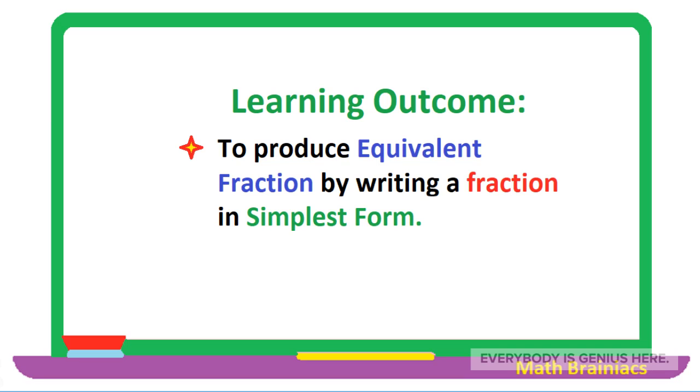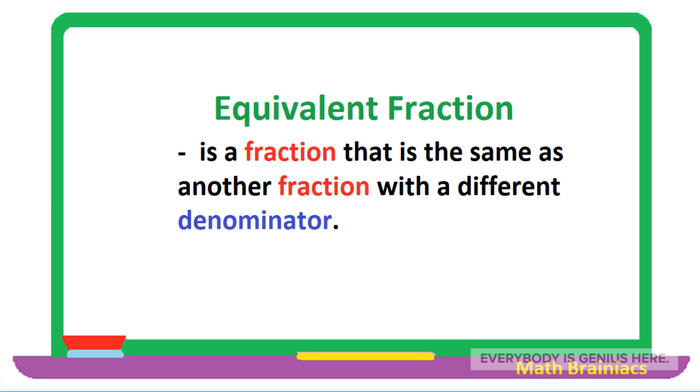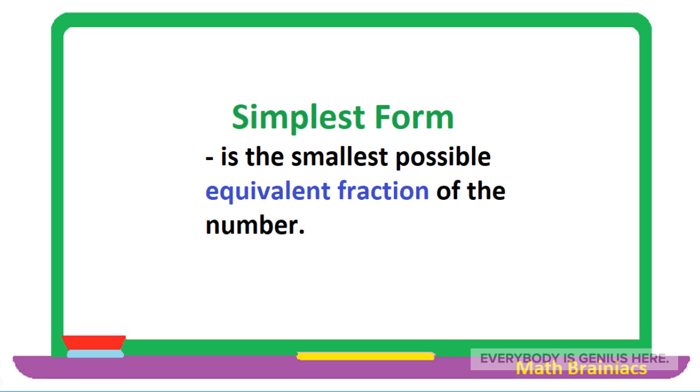We are going to learn today how to produce equivalent fraction by writing a fraction in simplest form. Equivalent fraction is a fraction that is the same as another fraction with a different denominator, while simplest form is the smallest possible equivalent fraction of the number.